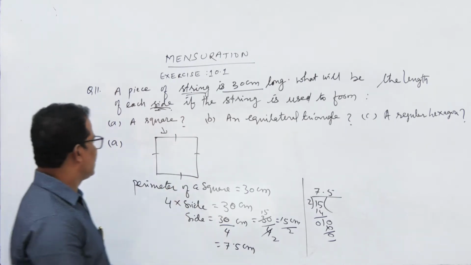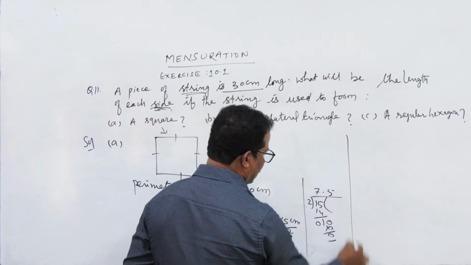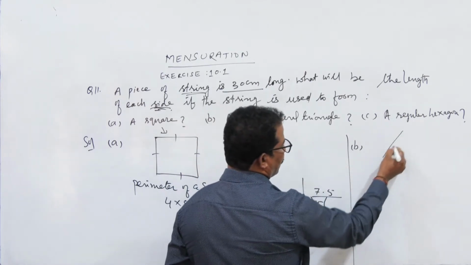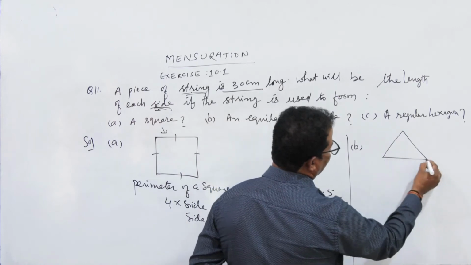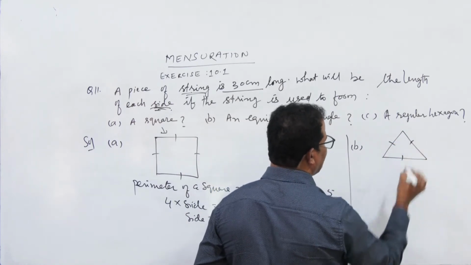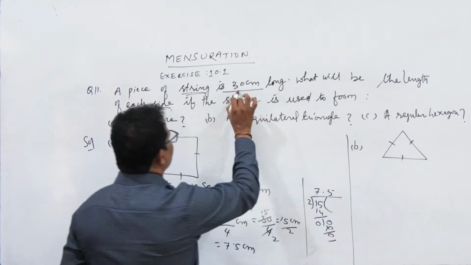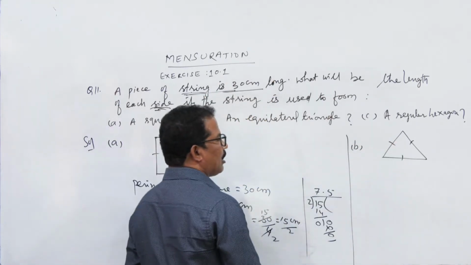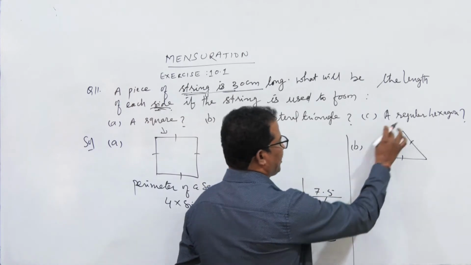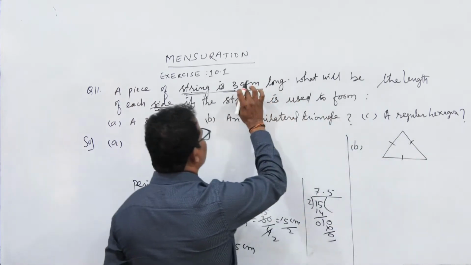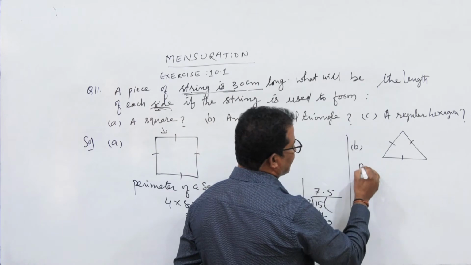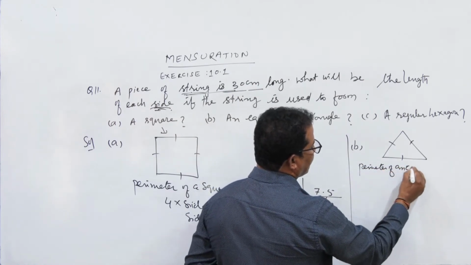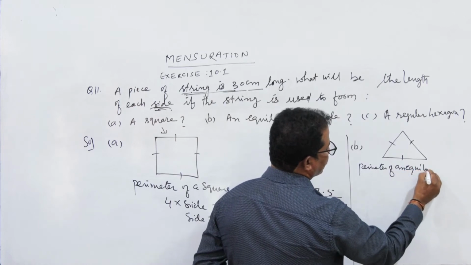7.5 centimeter. Similarly, for the second question, we are going to see B question, that is an equilateral triangle. What do you mean by an equilateral triangle? Whose all sides are equal, and the same string, 30 centimeter length string, is used to form this equilateral triangle also. That means the perimeter of this triangle should be equal to how much? 30 centimeter.